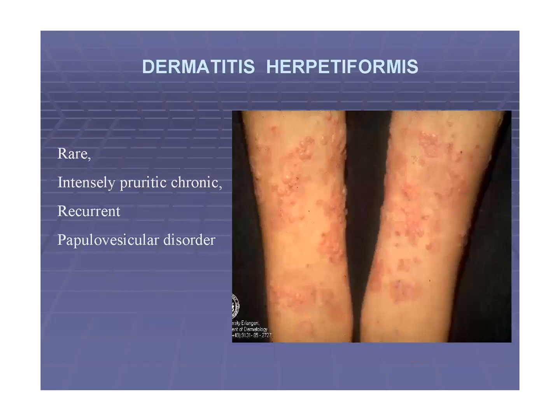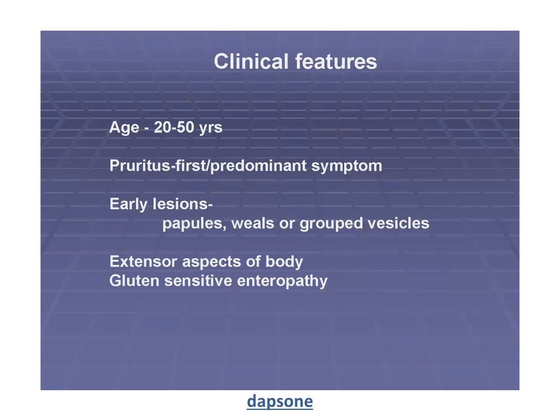Dermatitis herpetiformis: a rare condition, intensely pruritic, chronic, recurrent, papillovesicular. It has vesicles. Pruritus is the first and predominant symptom. Early lesions may be papules, vesicles, or grouped vesicles.